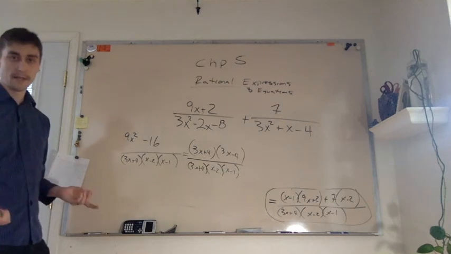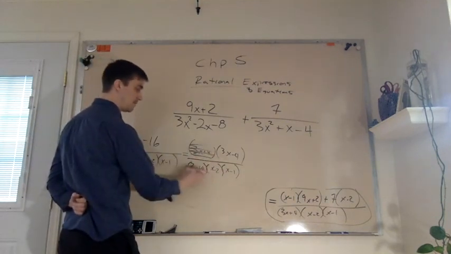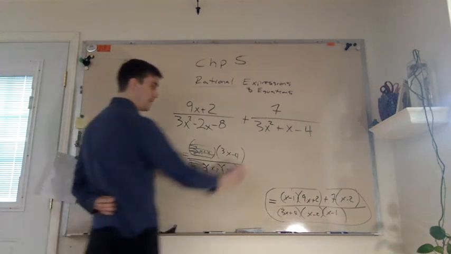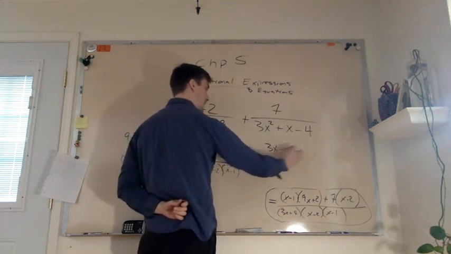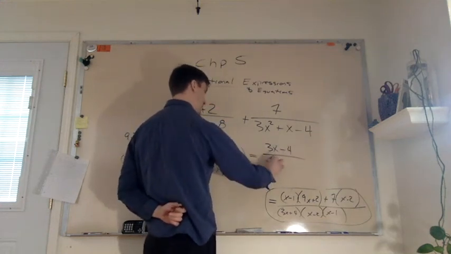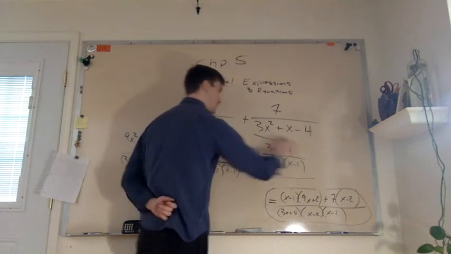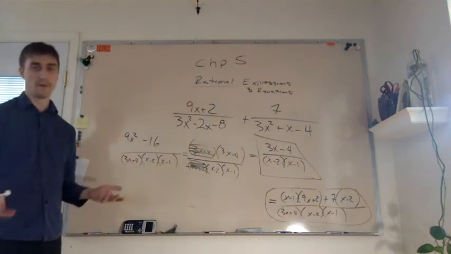And now, finally, you can see that you have a 3x plus 4 on the top and a 3x plus 4 on the bottom, so those get eliminated. Final result, 3x minus 4 divided by x minus 2 times x minus 1. That's your final, simplest form answer.